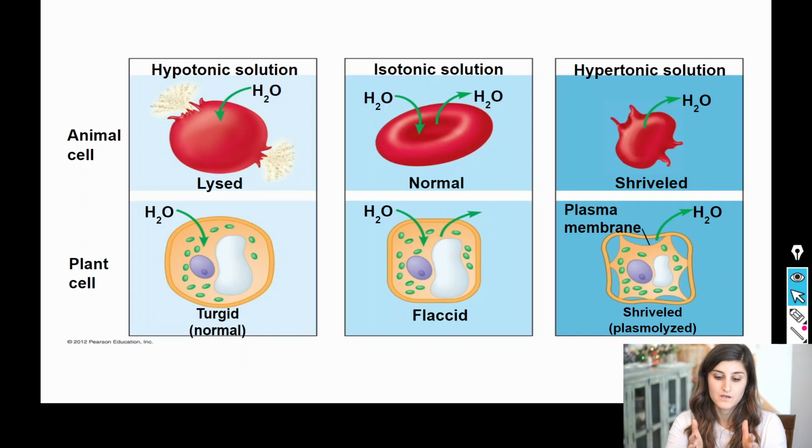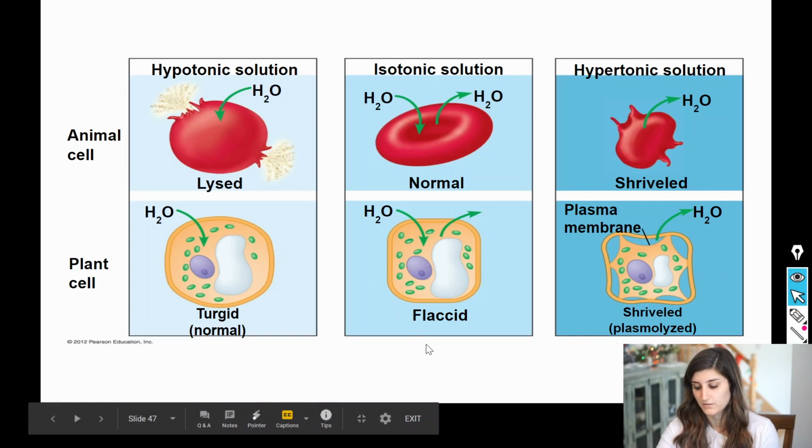But because it has the water, it pushes on the cell wall and it helps the plant stand up straight. If it's in an isotonic or a hypertonic solution, it's not getting enough water, and so that's why those plants will kind of flop over. There's not enough water in there to push against those cell walls, so it just kind of flops. So those are the differences between our animal cells and our plant cells and what kind of environment is better for them.